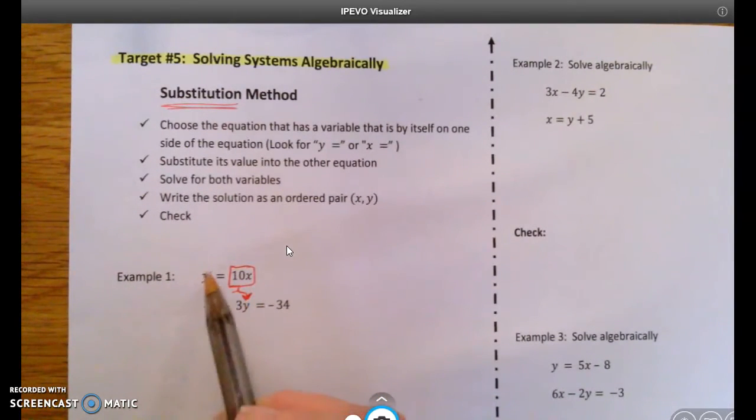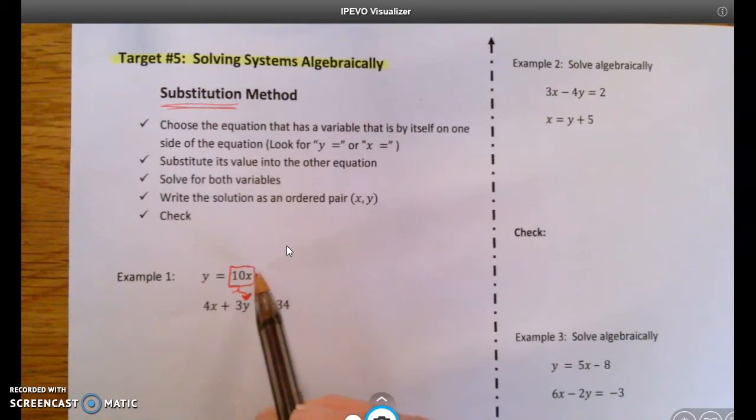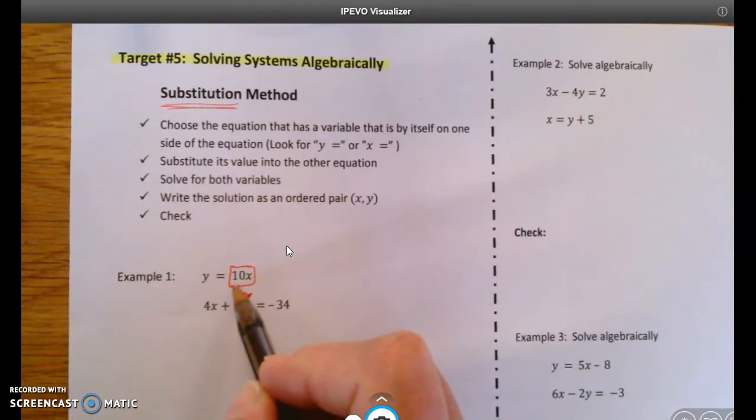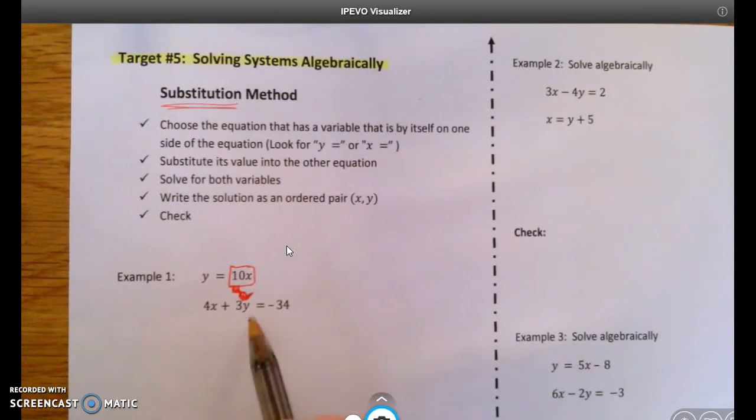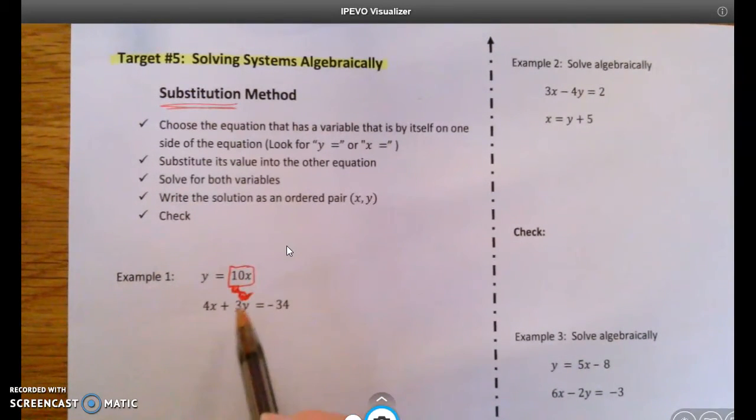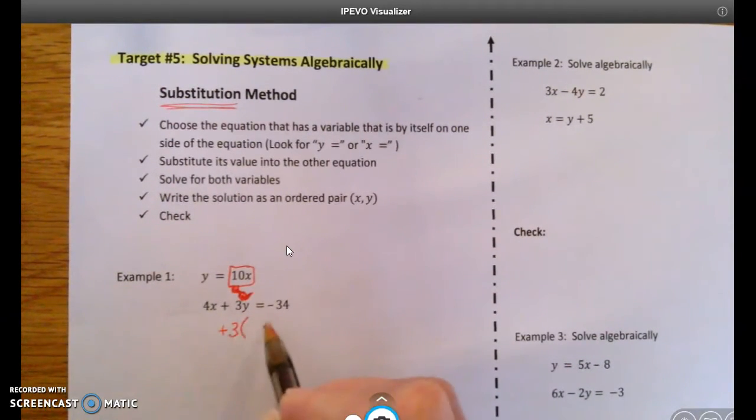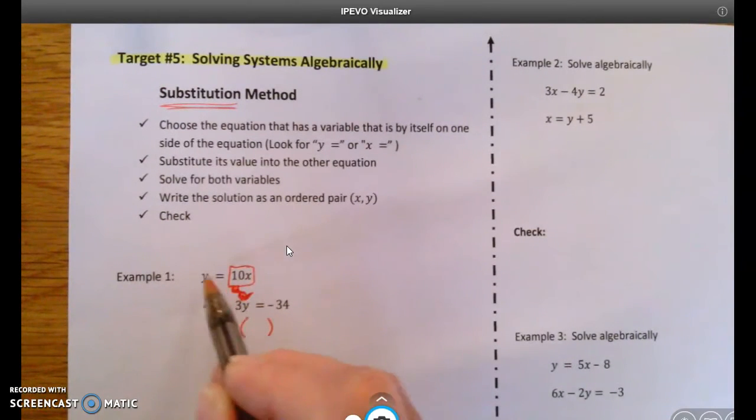And the reason you could do that, remember, this tells us what y equals. If y is equal to 10 times x, we can replace the y in this messy equation with that 10x. The problem is you have to remember what's going on between the 3 and the y. 3 is getting multiplied against the value of y. So I'm going to bring down my plus sign, I'm going to bring down my 3, and I'm going to have you create a space using parentheses for that value of y that we're subbing in.